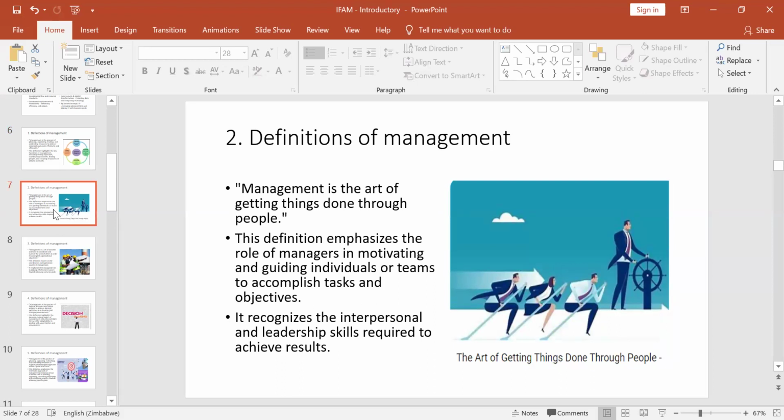Then another definition is that management is an art. It's an art of getting things done through people. Remember, the manager himself will rarely do the actual, maybe physical work, but they will be managing others. So you have to have a certain level of skill to get others to do the work while you are just managing them. So when you look at this definition, it brings into play issues that have to do with inspiring people and motivating people.